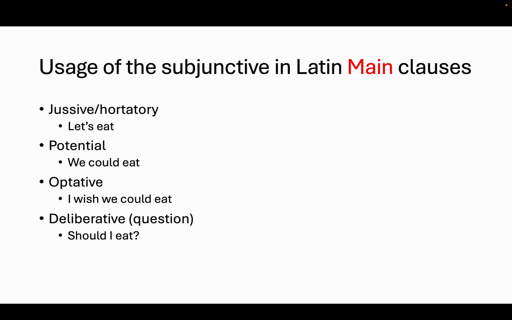So let's have a look at some examples, and I'm mainly going to just give you examples in English so you can understand the concept. So in a main clause, the main clause is the part of a sentence that could be the sentence by itself. Firstly, the jussive or hortatory use of the subjunctive, an example would be let's eat. So let's eat actually could be a sentence. Not a very interesting one. It might be if you're hungry, but it could be a sentence. A potential use, we could eat, could also be a sentence, right? Optative, I wish we could eat, or deliberative, should I eat, or should we eat, right? They're all main clause uses of the subjunctive.